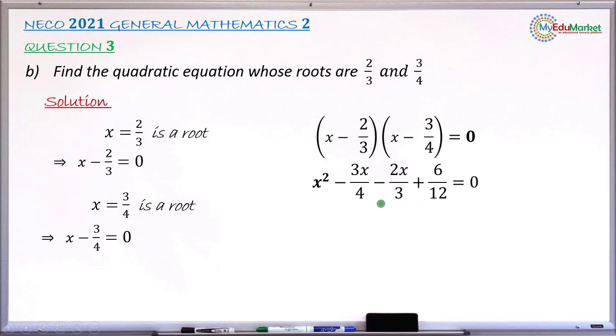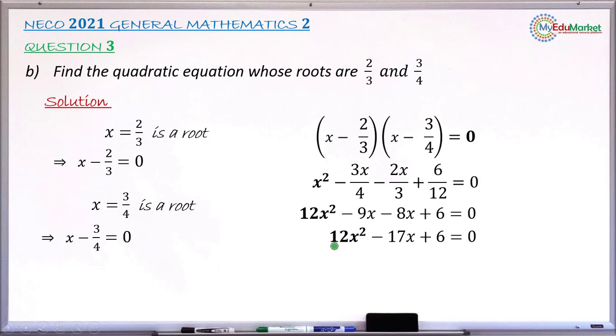So next, in the attempt to simplify, you clear the fraction. Clearing fraction means multiplying each and every term here by the LCM of the denominators. Denominators were 4, 3, and 12. So multiplying each and every term by 12, you now have 12x squared minus 9x minus 8x plus 6 equals 0. So collecting like terms, minus 9x minus 8x gives minus 17x. So in the end, you now have 12x squared minus 17x plus 6 equals 0. And this will now be the quadratic equation with these roots 2 over 3 and 3 over 4.